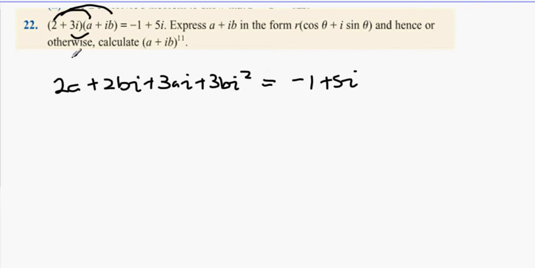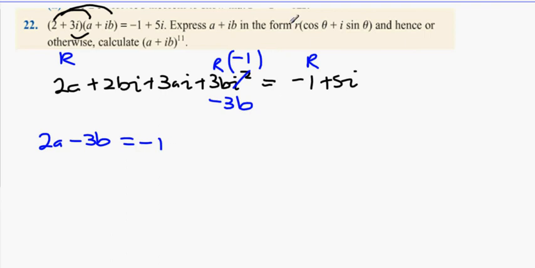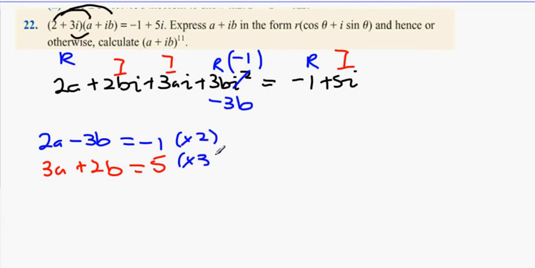Now what you can see here is we have a real part. Now this one's going to be real in a second because the i squared is minus 1, so it's going to be minus 3b. So that's also real. And that's real. So we have 2a minus 3b equals minus 1. That's the real equation. The imaginary equation is 3a plus 2b, and that equals 5. So we have a real and an imaginary equation. We're going to set up these. They're linear simultaneous equations. So multiply the top by 2, the bottom by 3. And what we're going to get is 4a minus 6b equals minus 2. We're going to get 9a plus 6b equals 15.